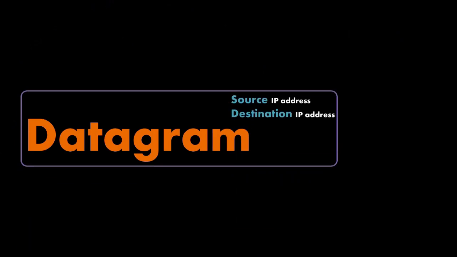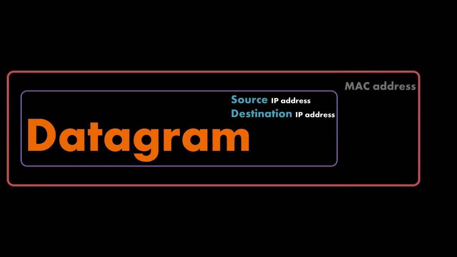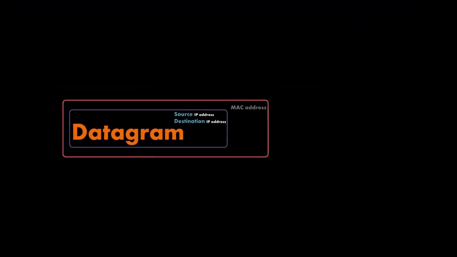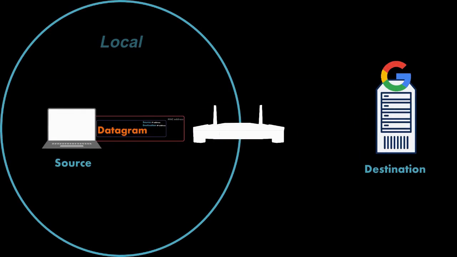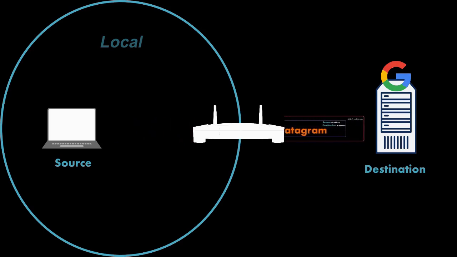A datagram, which is a piece of data, is first placed into a packet, which is then placed into a frame. The packet is labeled with a source and destination IP address. The source address belongs to the device where the packet initially originated, and the destination address points to the final destination for the packet in the datagram.